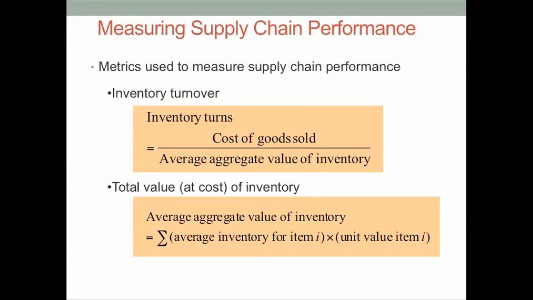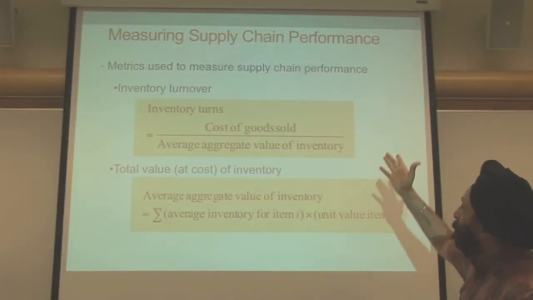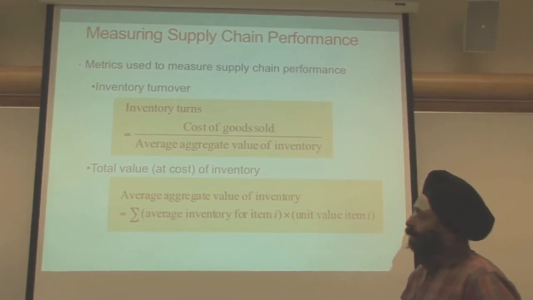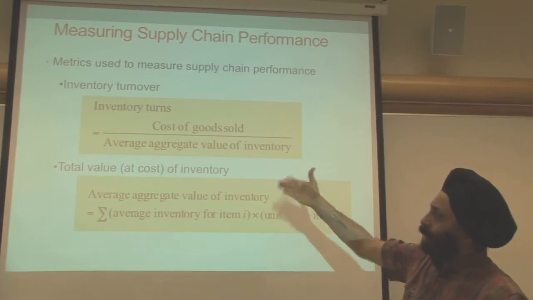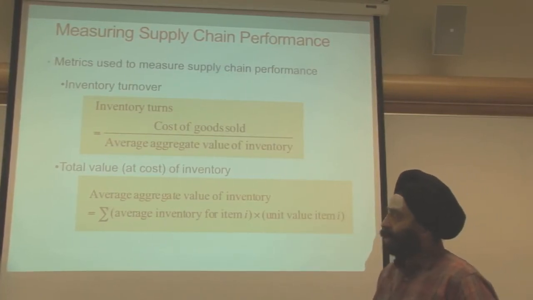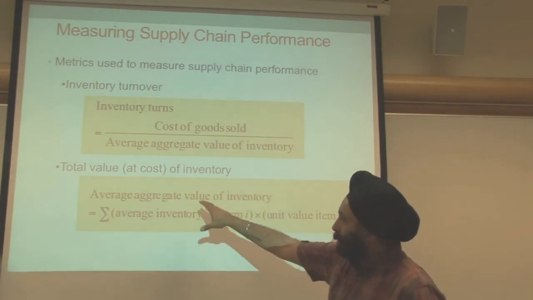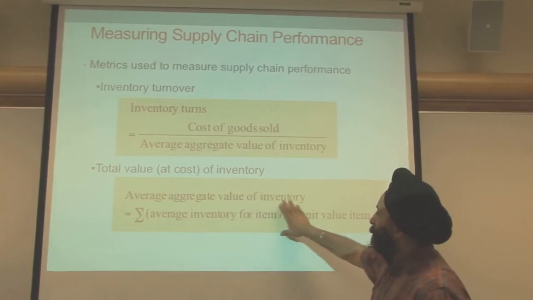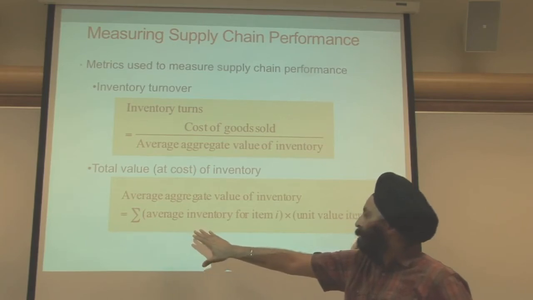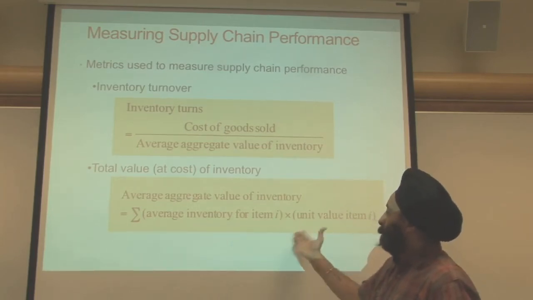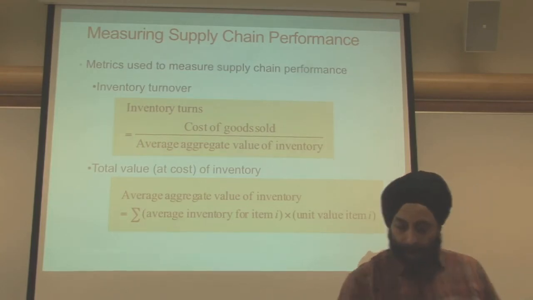Let's move on to measuring supply chain performance. The metrics that I use to measure supply chain performance: one is inventory turnover. Inventory turns are basically calculated by cost of goods sold divided by average aggregate value of inventory. The second one is total value of inventory at cost. So the average aggregate value of inventory is the sum of the product of average inventory of a particular item multiplied by the unit value of that item, and you add them all across every single item that we have.